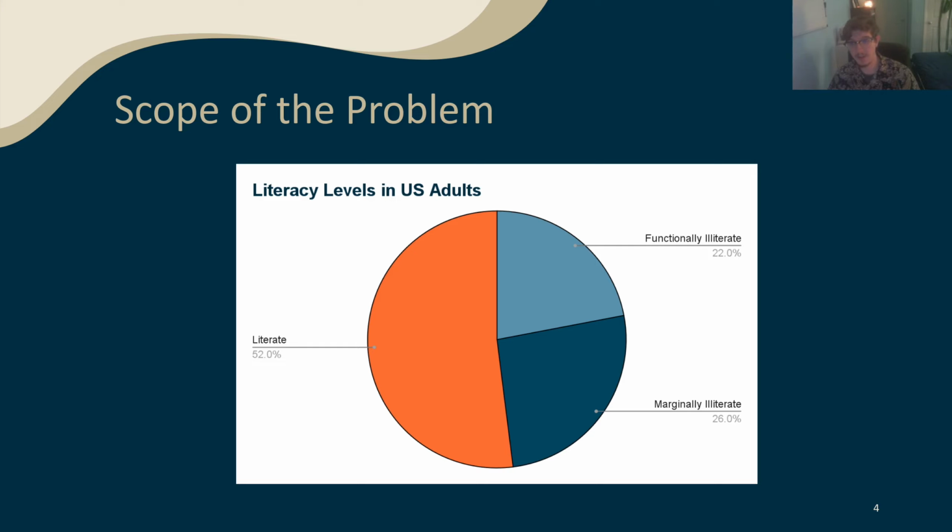You've got 26% that are marginally illiterate, meaning that they read and comprehend at between a 5th and 8th grade level. And you have 22% that are functionally illiterate, meaning they struggle with their day-to-day lives. They don't have the literacy, the competency to succeed in their day-to-day lives. And of course, this can cause a lot of problems in people's lives in general, but especially when we're trying to teach and educate them regarding health conditions, it can create a lot of problems regarding compliance and motivation, which we will talk about later.